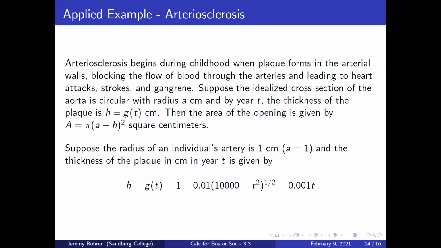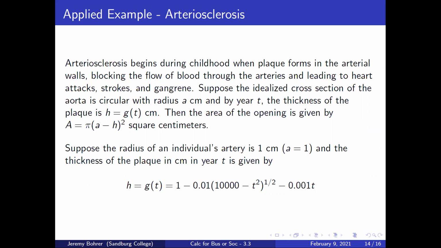Finally, we'll do an applied example. Arteriosclerosis begins during childhood when plaque forms in the arterial walls, blocking the flow of blood through the arteries and leading to heart attacks, strokes, and gangrene. Suppose the idealized cross-section of the aorta is circular with radius a centimeters, and by year t, the thickness of the plaque is h = g(t) centimeters.